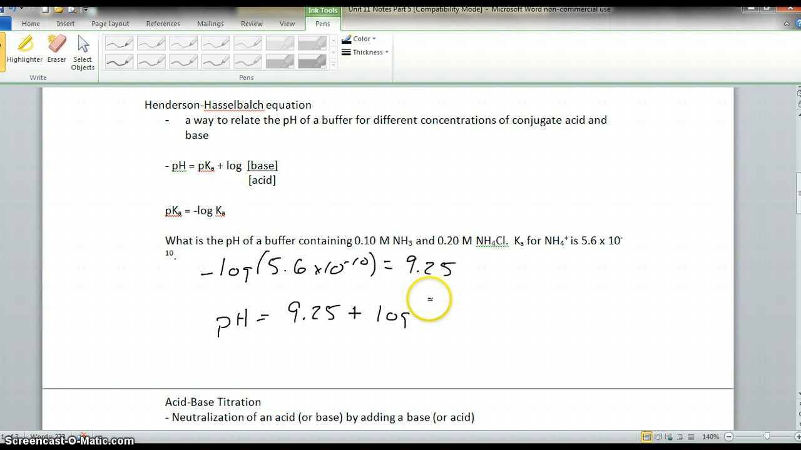And then you can plug in pH equals pKa, 9.25, plus log of the concentration of your base. The concentration of your base is 0.1. I know it's NH3 because bases will gain an H, and you have NH3, and then in here you have NH4, which is one more H, which makes that the acid. So this is 0.2. Solve for that, and it's 8.95.